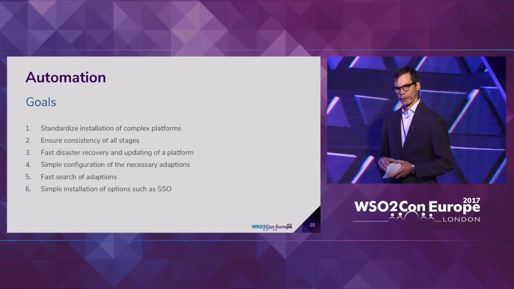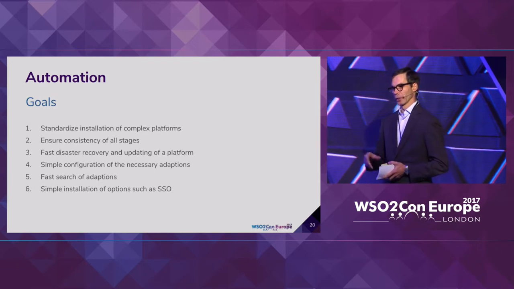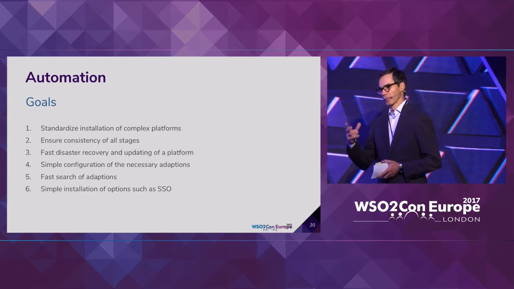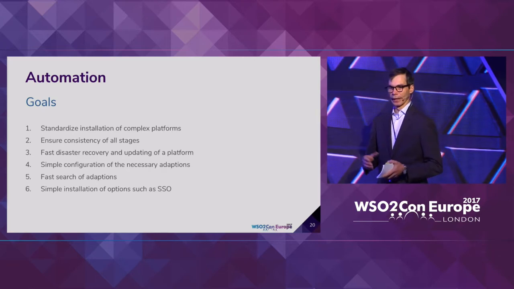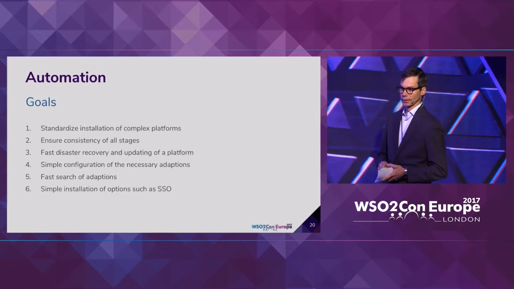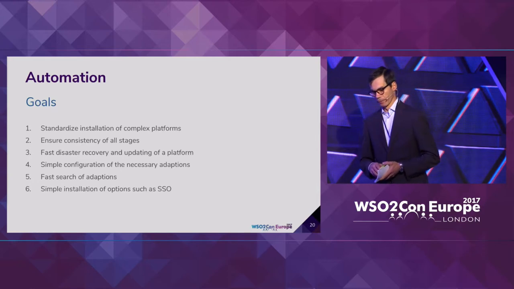Think about that. You have feature 3, you forgot to deploy it on stage 5. You forgot to deploy feature 7 to stage 9 and so on. So at the end, you end up in a mess. And that's why it is so important to ensure consistency over all the stages.